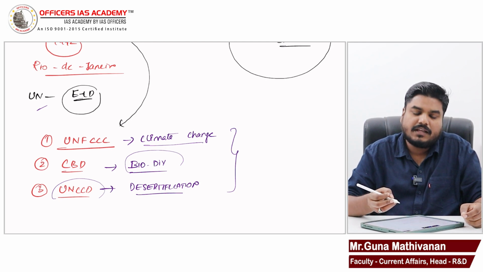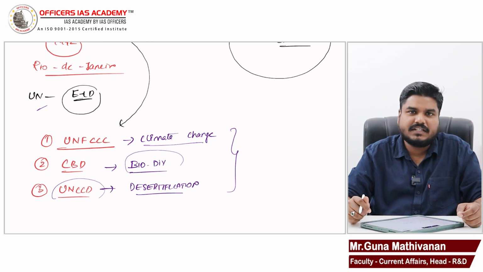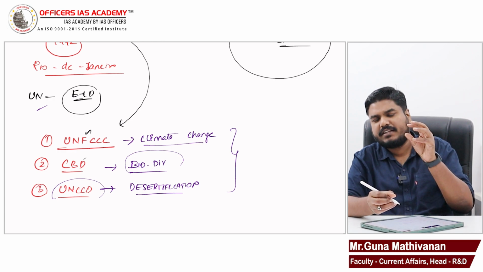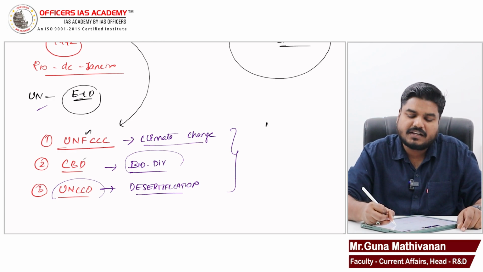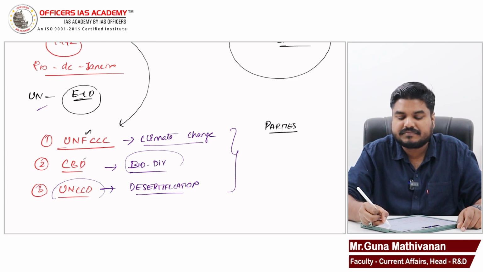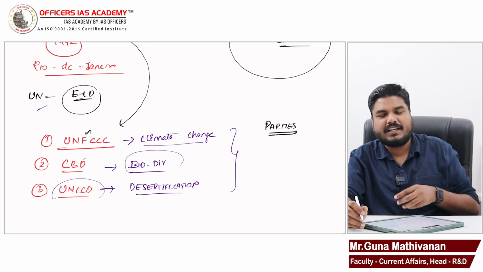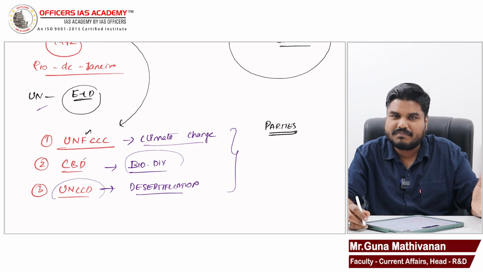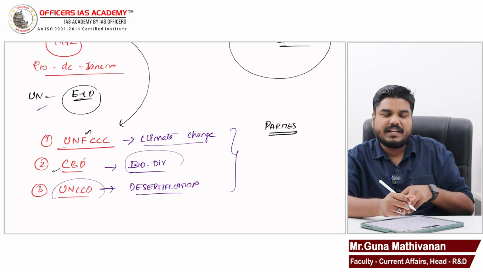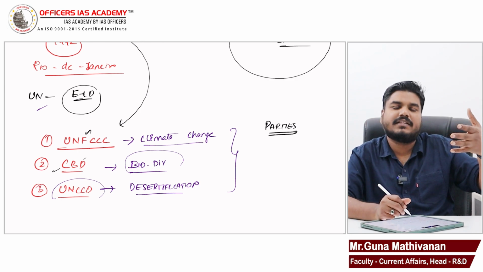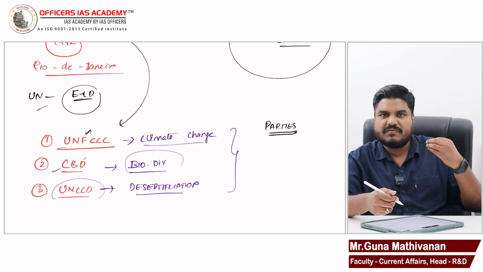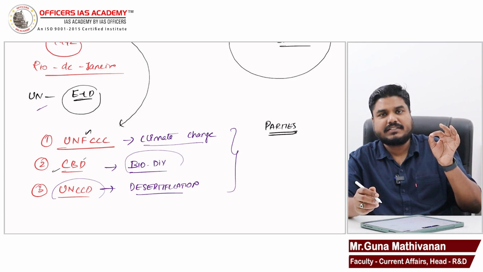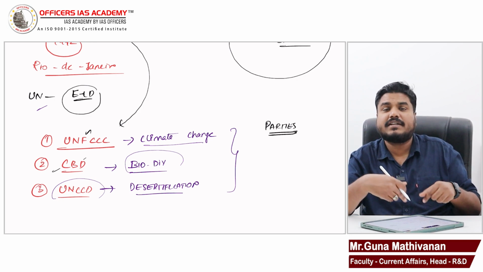Now, the countries which were signing this convention, those countries which signed UNFCCC, those which signed CBD, the countries which are signing these conventions are called as parties. Parties to the convention. Right? If India is signing UNFCCC, then India is a party to the UNFCCC convention. If India signs CBD, then India is a party to the CBD. So India is a party to all the three, UNFCCC, CBD and UNCCD. So the signatories of this convention are called as parties.